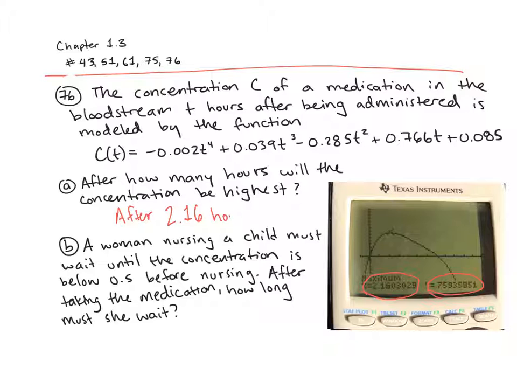Hours. Okay, the next question is asking, a woman nursing a child must wait until the concentration is below 0.5. Look at this math in real life right now. Before she can nurse again, after taking the medication, how long must she wait?